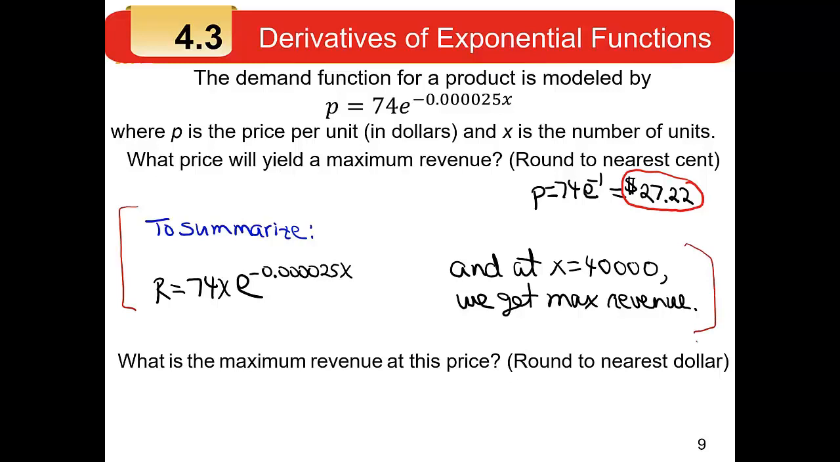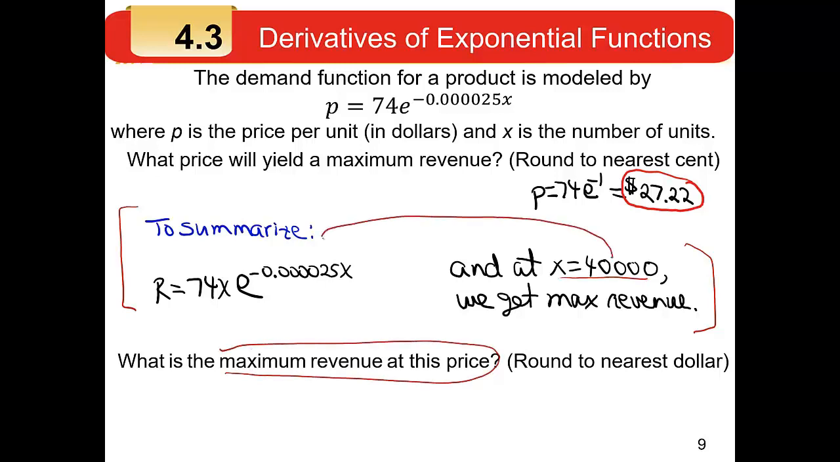So I put up something I called a summary. From earlier, we found out that the revenue was 74x times e to the minus 0.000025x. And again, I've wiped it off now, but we found out that the maximum revenue occurred at 40,000 units. So if I want to know what the maximum revenue is at that price, all I've got to do is take 40,000 and plug it in for x into the revenue function.